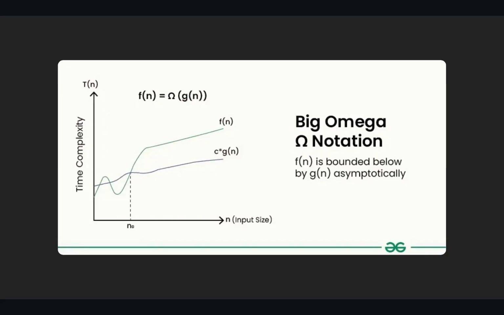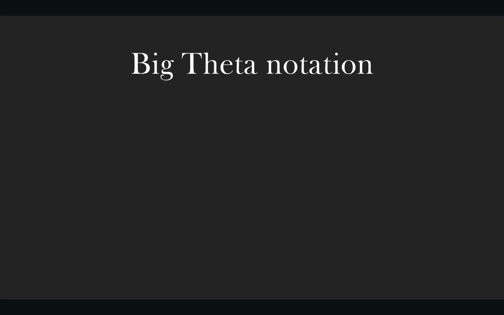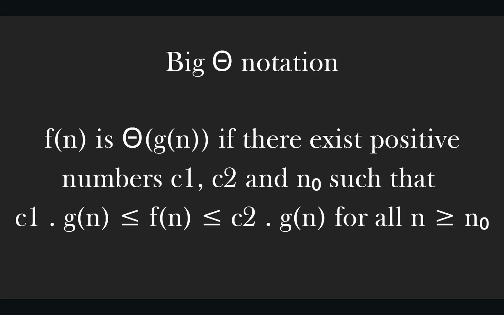So that's big omega notation. Big omega notation gives us the lower boundary of a function. Then we have big theta notation. So this is the definition of big theta notation.